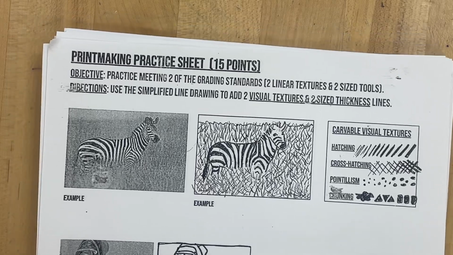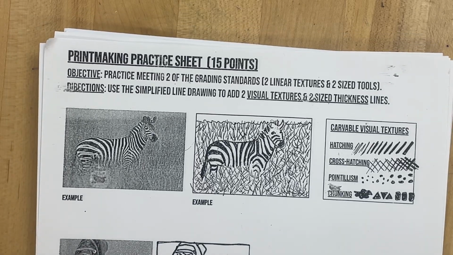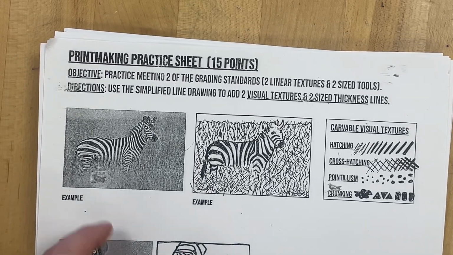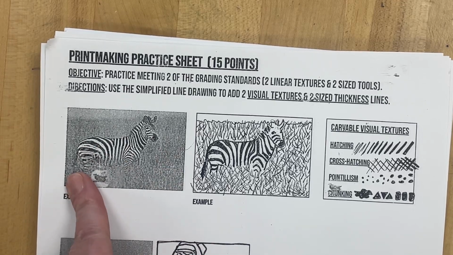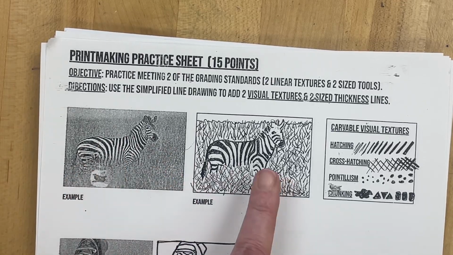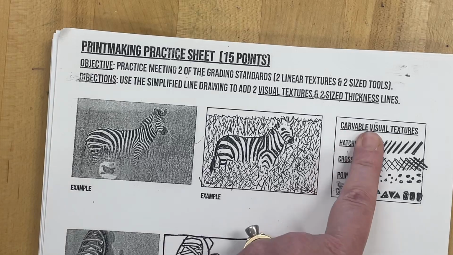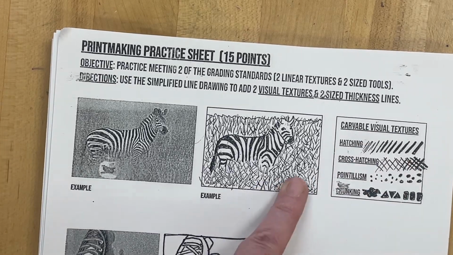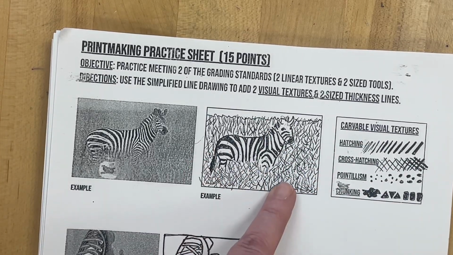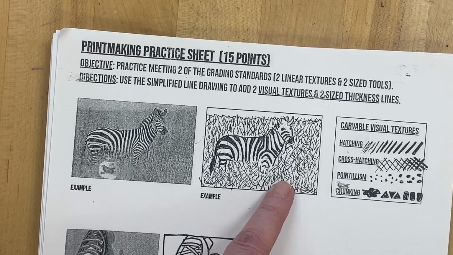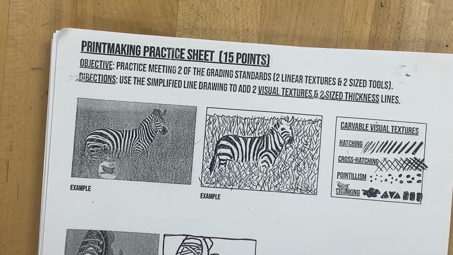You're going to receive this document. This is a 15-point worksheet. It has a photo, and then it gives you an example of how you could use carvable visual textures to make things more interesting. It basically helps you plan how you're going to carve. Maybe with your initial, you just started hacking away at it, and when you printed it, you realized, I could have left behind some of the material in a really more beautiful or artful way. This activity is going to help you plan that.